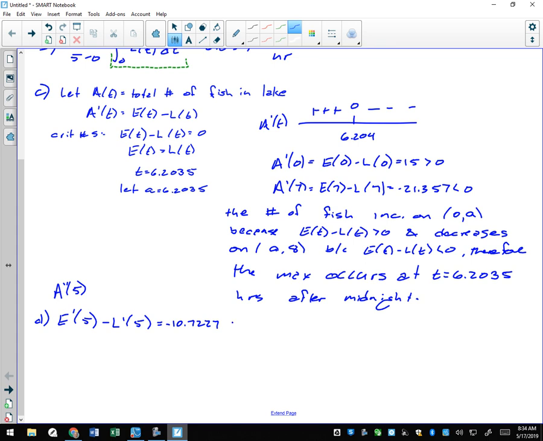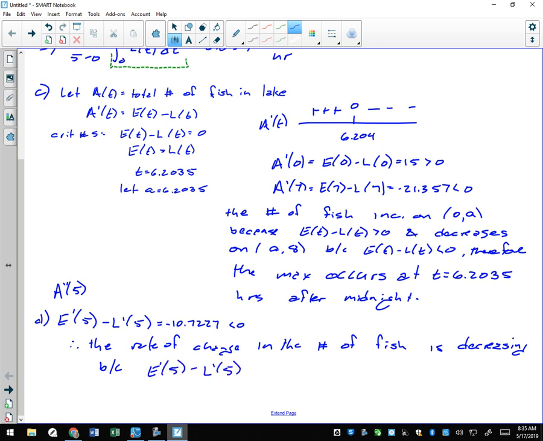That is a negative number, therefore the rate of change in the number of fish is decreasing, because E prime of 5 minus L prime of 5 is negative. There we go, and I'm done with question 1 in 12 minutes.